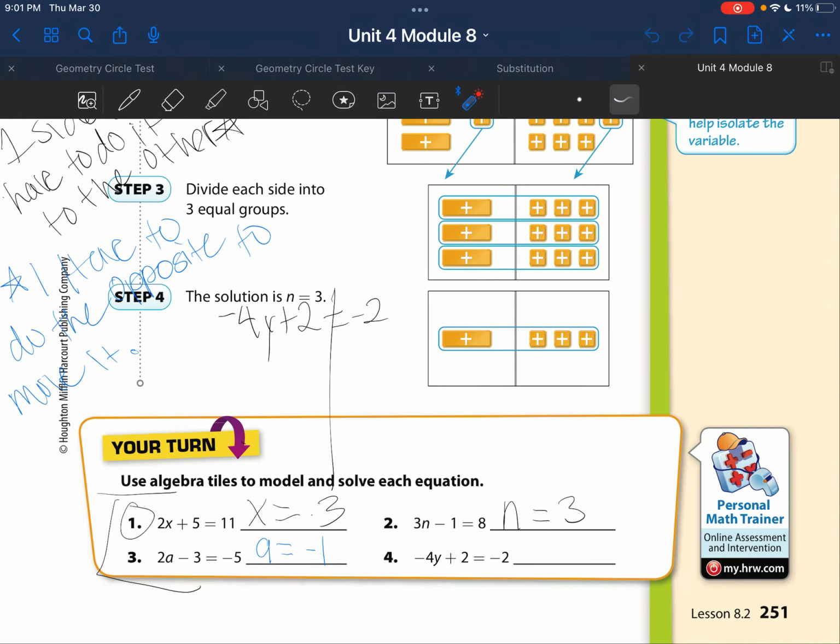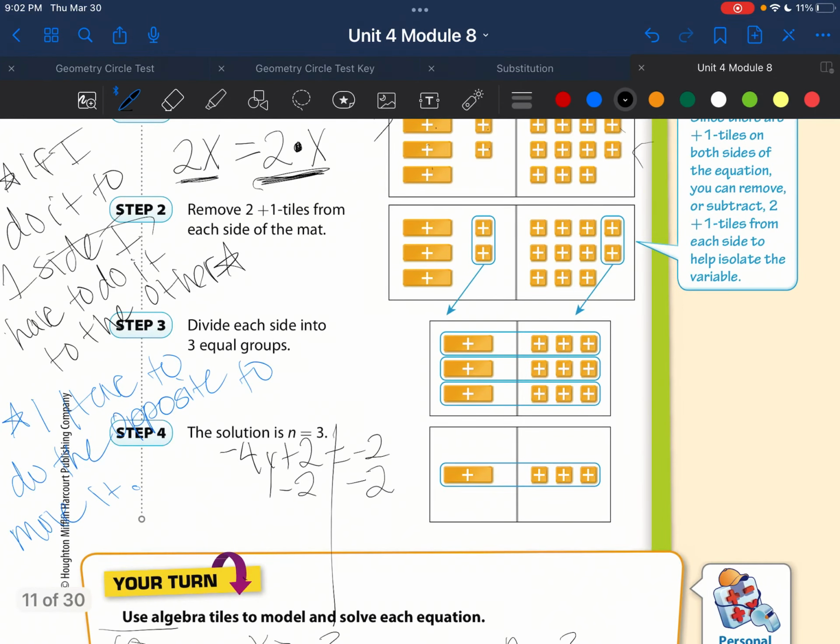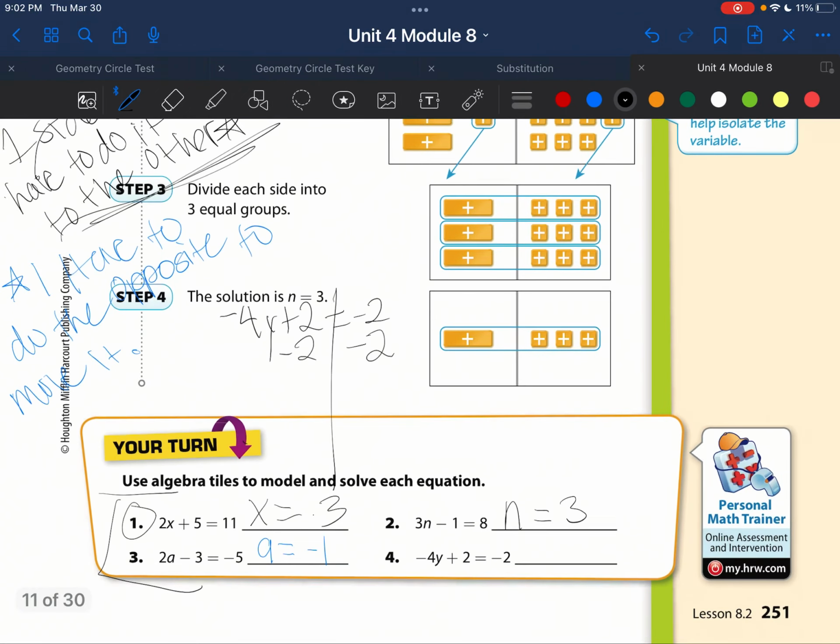Okay, here we go. All right, so we're trying to get y by itself. So we have to do the thing that's furthest away. Right now the -4 is connected to that y, so we can't do him yet. So we have to get rid of the +2 first. In order to get rid of it, I have to do the opposite to move it. The opposite of +2 is -2. And remember, I'm doing the -2 on both sides because I have to do it to the other side.